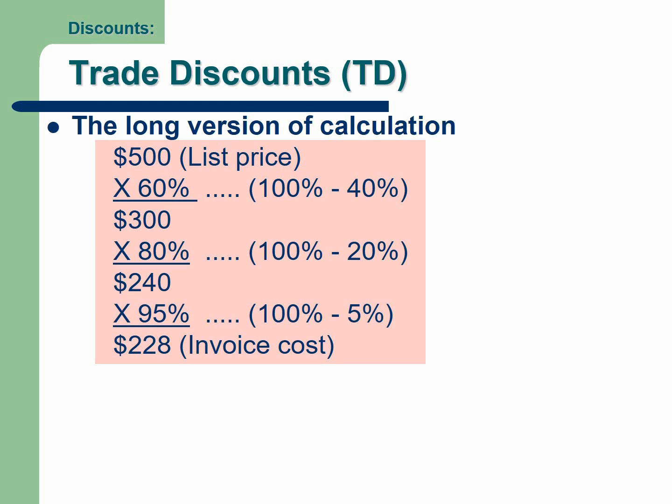And you times that $300 by 80%, which is 100% minus the 20%, which is the second trade discount. That leads to $240. And then if you get another discount of 5%, then you subtract that out too. So 240 times 95% will be 228. And this is the final invoice cost.